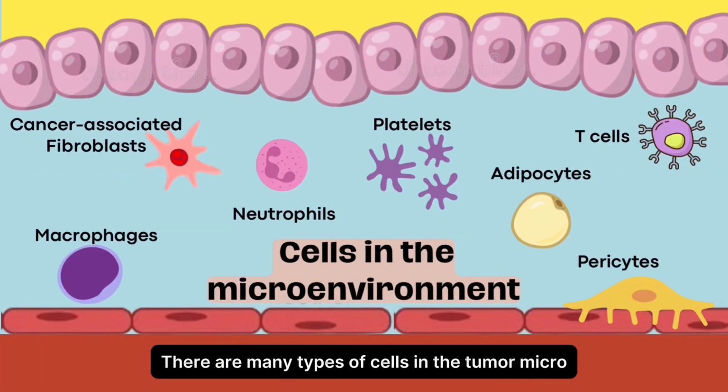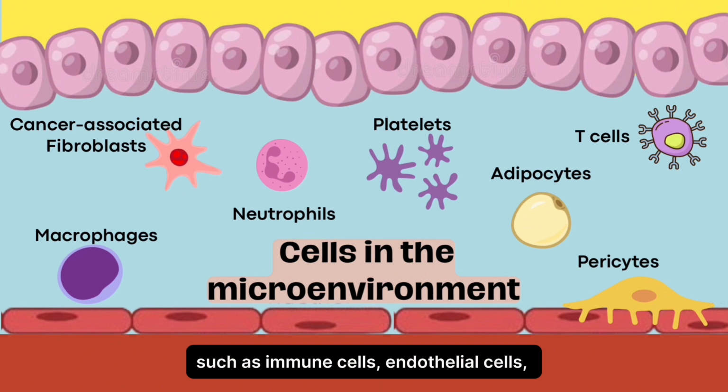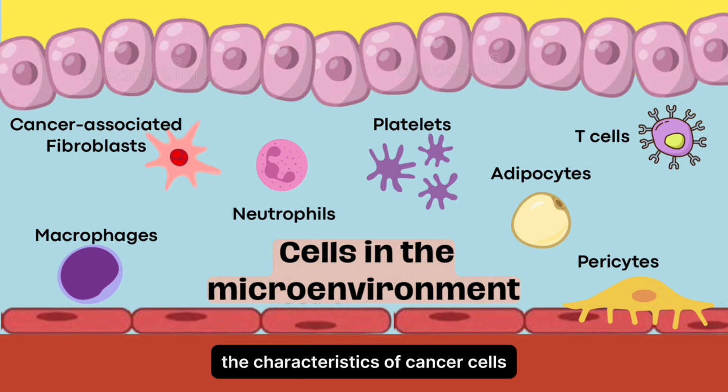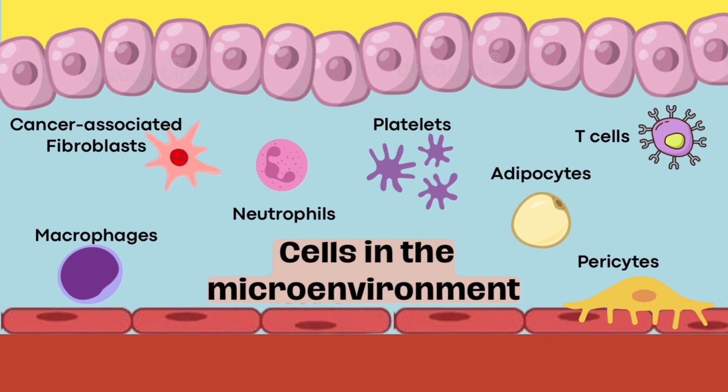Cells in the microenvironment. There are many types of cells in the tumor microenvironment, such as immune cells, endothelial cells, active fibroblasts, and parasites. Their modes of operation involve modifying the characteristics of cancer cells through signaling pathways, changing the tumor microenvironment, or directly participating in the process of intravasation.